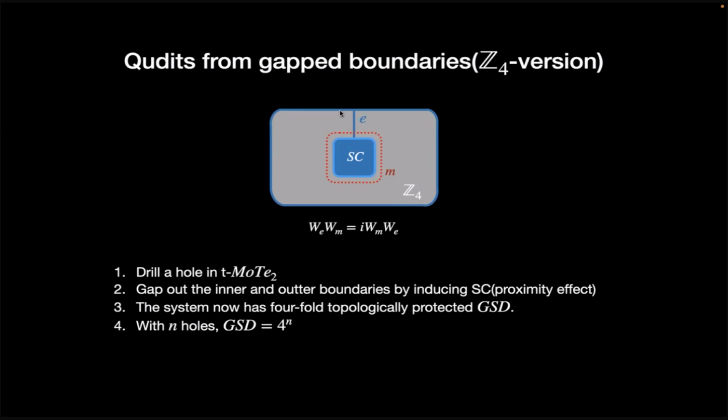Since the inner and outer boundaries are superconducting, as we discussed earlier, the E particle is condensed. So tunneling an E particle from the inner boundary to the outer boundary is a zero mode. It preserves the ground space. Similarly, there is another zero mode, moving an M particle around this hole. These operations do not commute; they commute up to a phase i. So this protects a fourfold ground state degeneracy. This is topological in the sense that as long as the inner and outer boundaries stay gapped, there is always a fourfold ground state degeneracy. And if we have n of these superconducting holes, the ground state degeneracy would be 4 to the power of n.